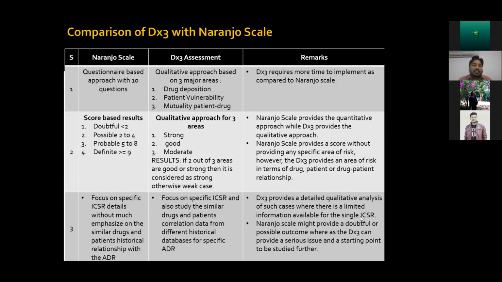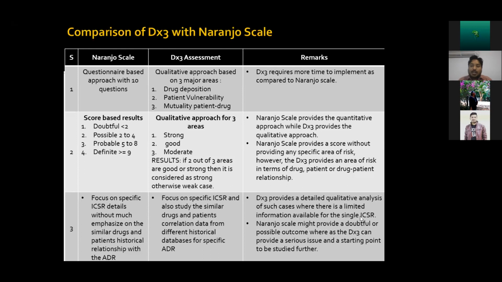If I see the Naranjo scale, it gives you results as doubtful, possible, probable, definite, in this way. While this approach will give you strong, moderate, or good in this way. So if 2 out of 3 areas are good or strong, then it is considered strong. Otherwise, the case will be weak.